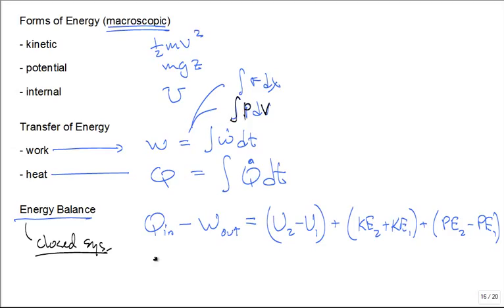But this is the first law. Let me try and read it. Energy transfer in, energy transfer out. In minus out. That's both transfers. What is this? This is a change of the energy of the system, and we only have 3 macroscopic forms: potential, kinetic, internal. That's our first law. We solve a lot of problems with this first law.